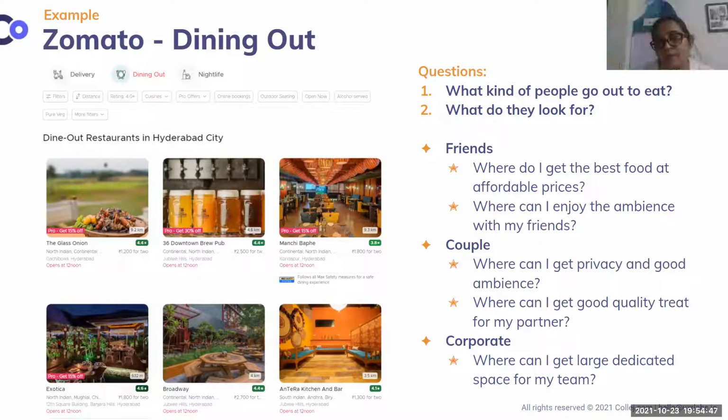Maybe couple, and then corporate rather. Okay, so couple and corporate would care about ambience. Even with friends also, they will look for good ambience.